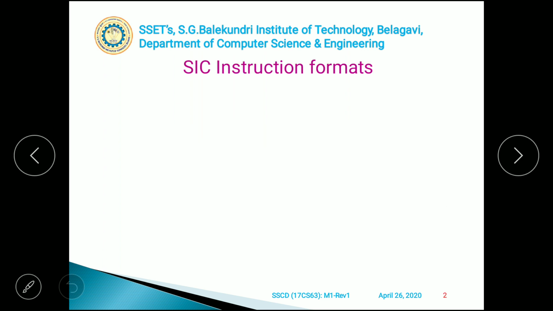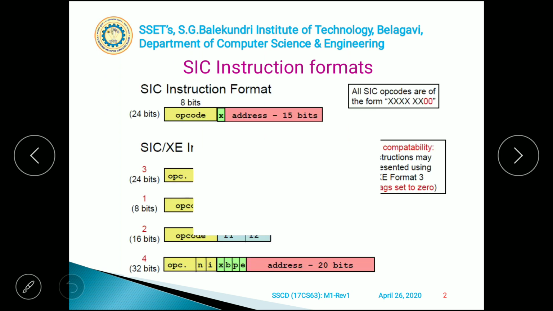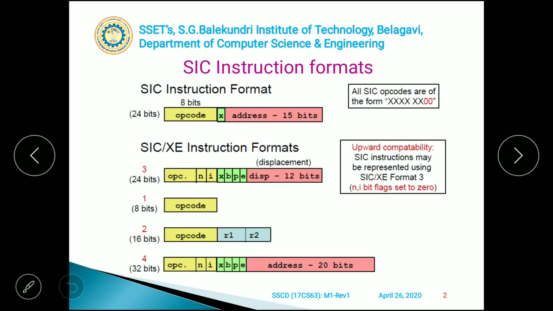Before that, let me recall the instruction formats which we use in SIC as well as SIC/XE. SIC has only one instruction format, that is the 3-byte, 24-bit instruction format, and SIC/XE has 4 instruction formats: format 1, format 2, format 3 and format 4. Most of the instructions in SIC/XE are going to be format 3, that is 24 bits. So you have to focus more on how to configure this instruction format.